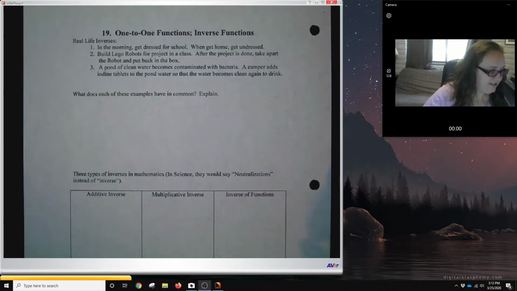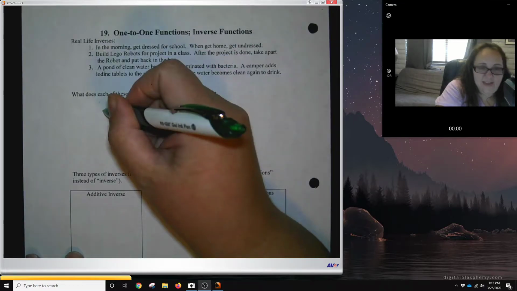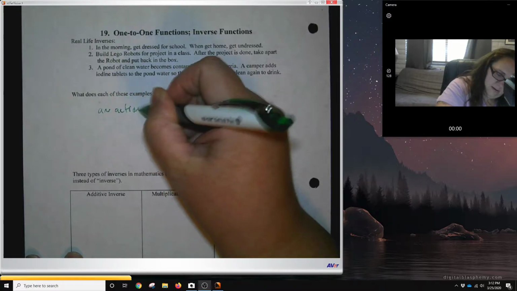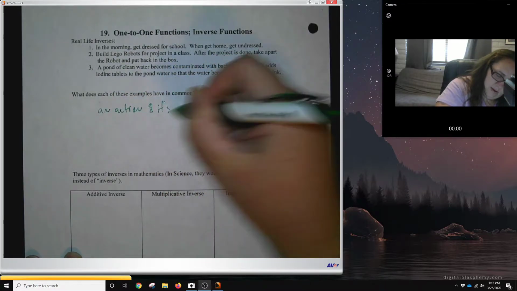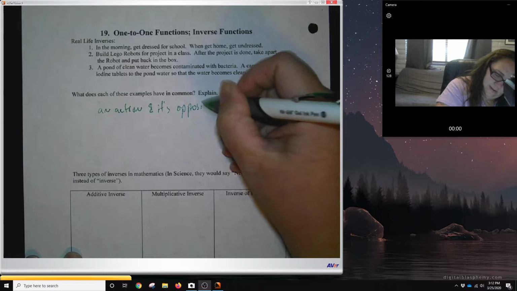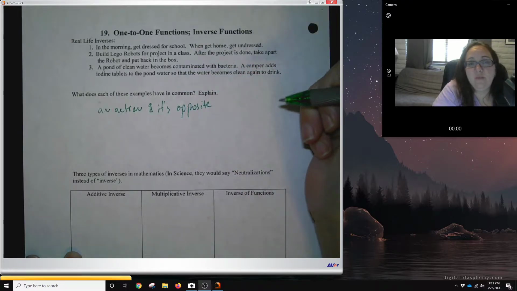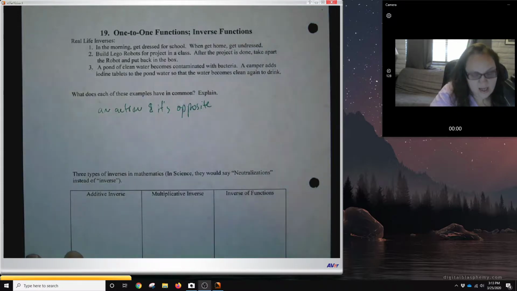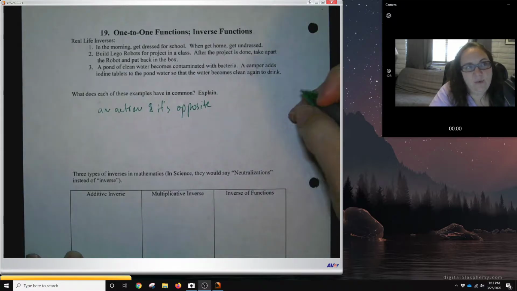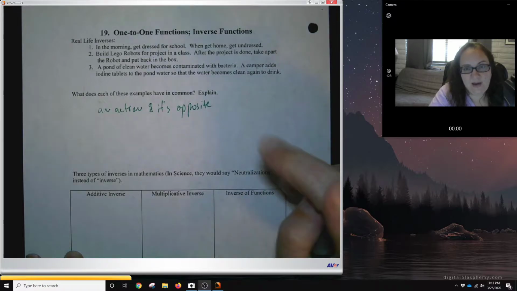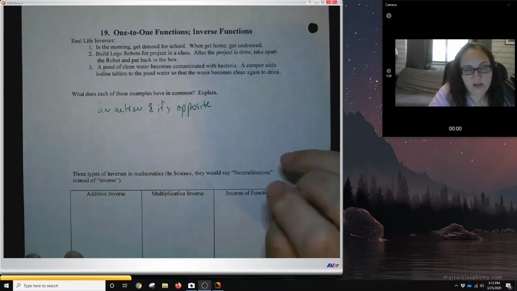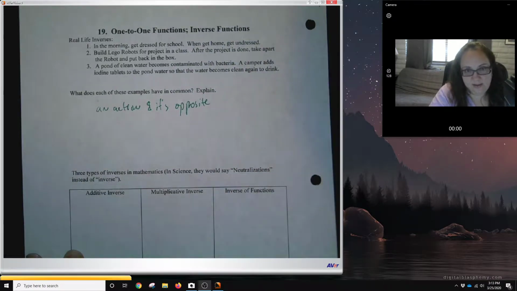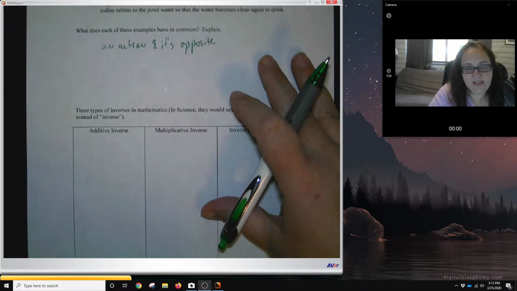What you should notice is that each one is an action and then the opposite. One action will do something and then the other one will undo whatever that first action did. When we have two things that are opposites like that, where one action undoes the second one, or the second action undoes the first one, we call those inverses. So we see the idea of inverses in math a lot.